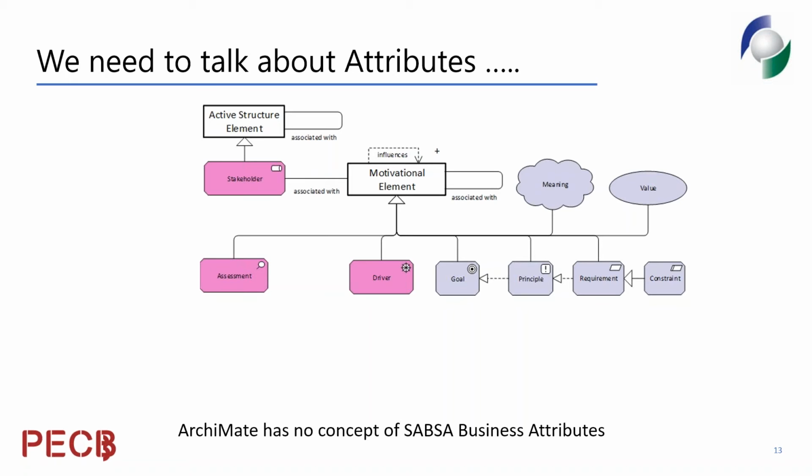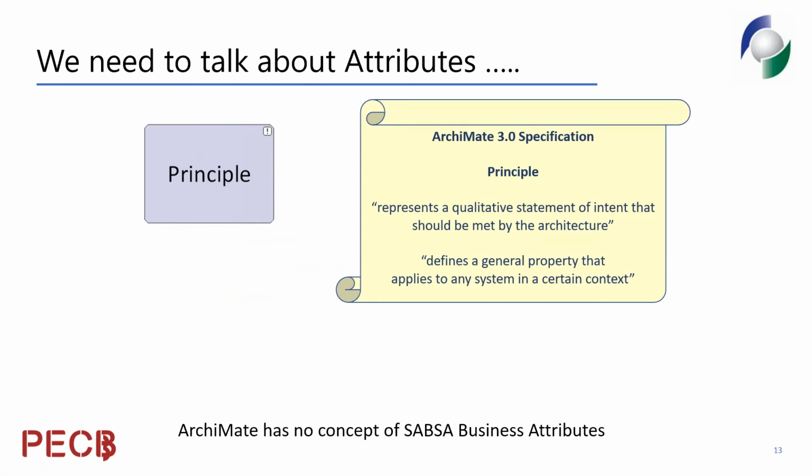Now, here again, we've got a concept in SABSA, the business attribute. We've got no real corollary of it in the ArchiMate model. But what we do have is this element principle. And although the title principle doesn't lend itself seemingly to being called a business attribute, when you read the definition of a principle, it represents a qualitative statement of intent that should be met by the architecture, or a general property that applies to the system in a certain context.